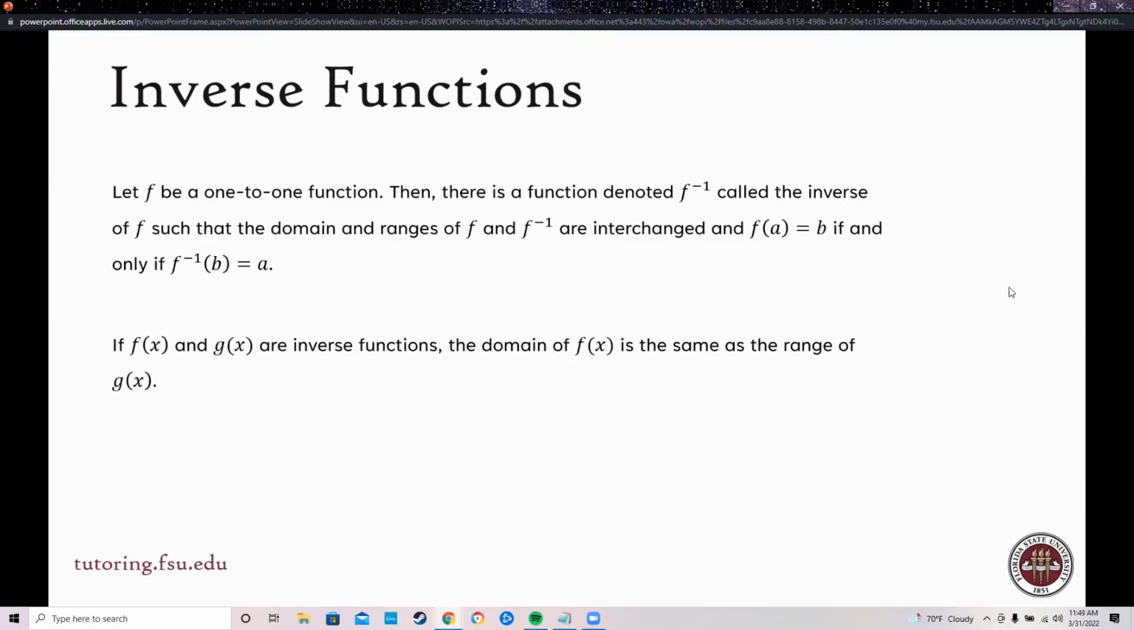So if you have two functions that are inverse functions of each other, then the domain of one function is the same as the range of the other function, because like I said, taking the inverse is similar to evaluating the function with respect to x or with respect to y, and just consistently getting the same values or inverse values back.